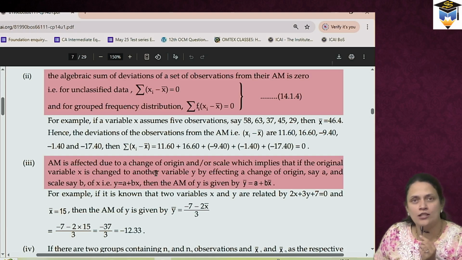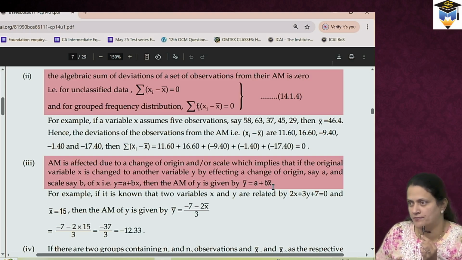Next, AM is affected due to change of origin or scale, which implies that if the original variable x is changed to another variable y by effecting a change of origin, say a, and a scale, say b, of x, that is, see, if the equation is given to us as y is equal to a plus bx, then the arithmetic mean is given by y bar is equal to a plus b x bar. That is, mean of y is equal to a plus b into mean of x.